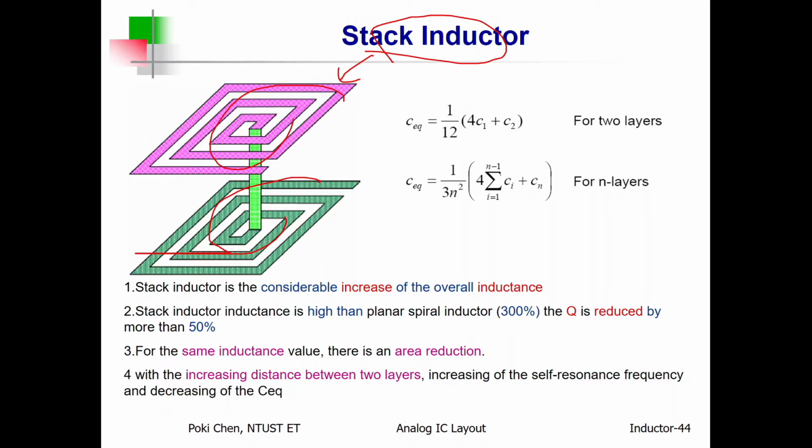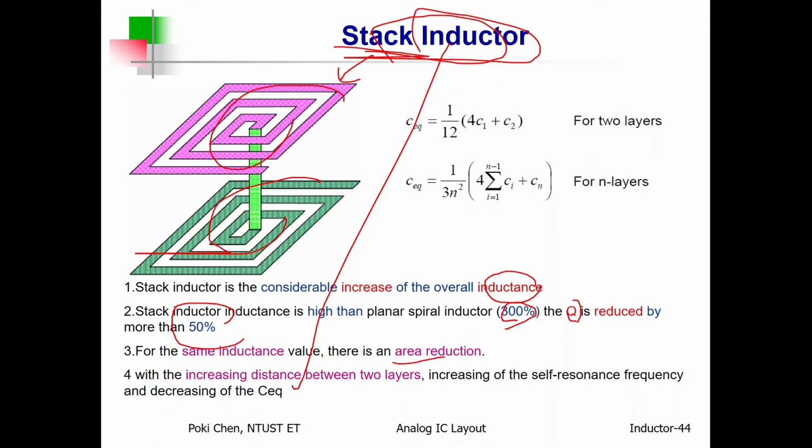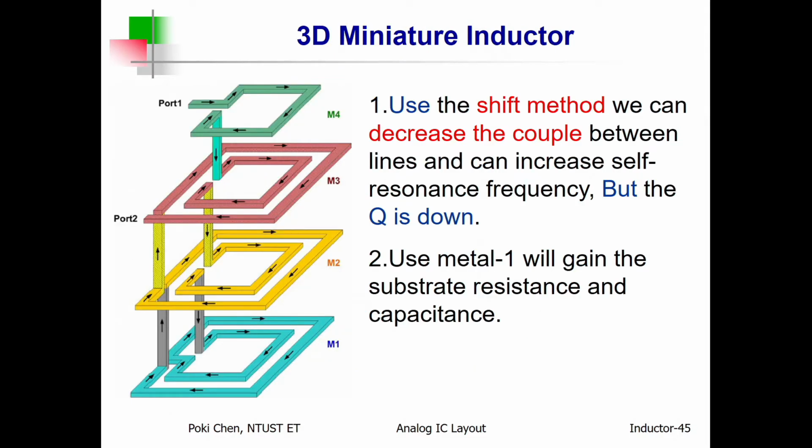In this way, we can increase the inductance by maybe over 300%. However, nothing is free. Q factor will be reduced by about 50% according to their simulation or experiment. Okay, but why would we like to have such a stacked inductor? Simply because we can reduce the area, okay, for money saving. That's it.